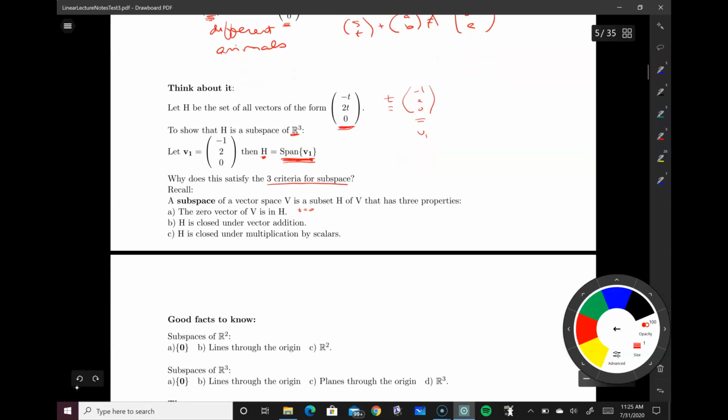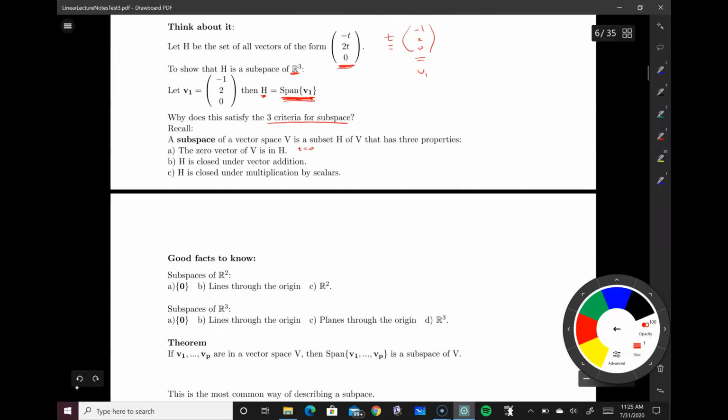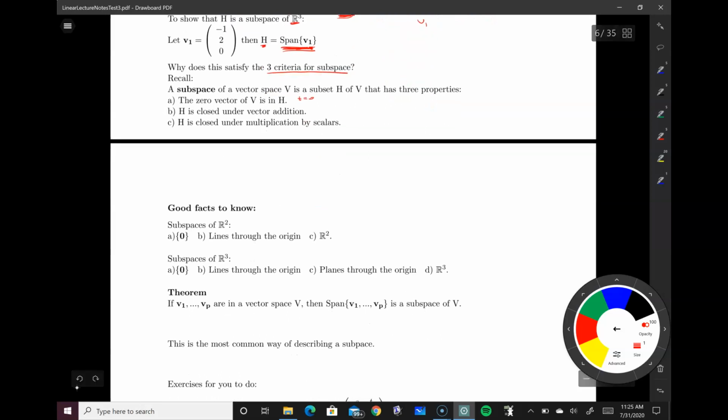We will find out that this is going to be the easiest way to describe a subspace. If I have the span of a set of vectors, it is a subspace. The span of a set of vectors is automatically a subspace, and you don't have to go through checking 1, 2, and 3. So, good facts to know.